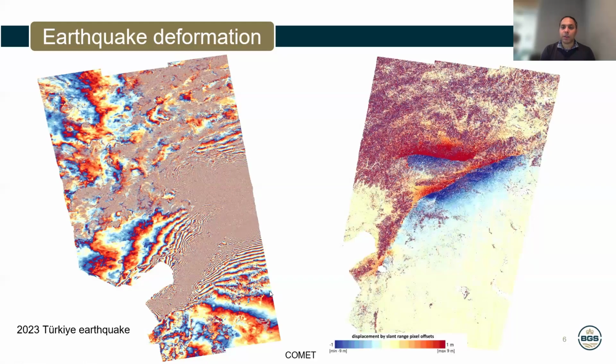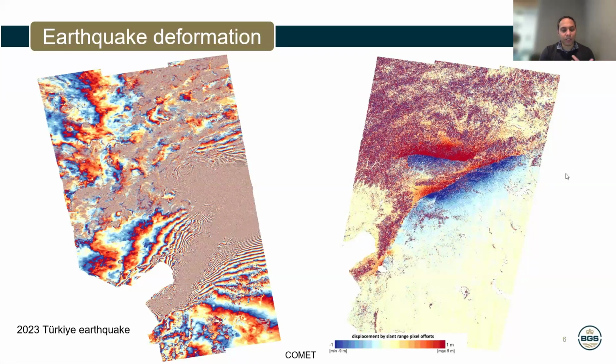We could also make maps like this with pixel offsets, where we look at an image before and an image after and try to track every rock and stone and how far it's moved in that earthquake. You can see the fault lines come up really beautifully in this type of image. These images were produced within a couple of days of the earthquake, and they really helped us to target where the field investigations had to be done to understand where the rupture had happened and the potential consequences of it. So that's what we could do immediately with satellite data.